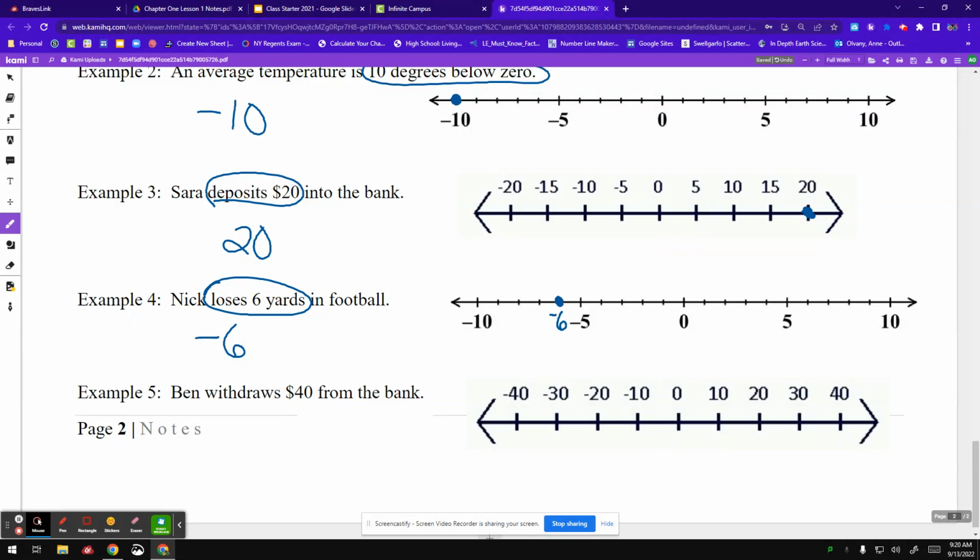How about if Ben withdraws $40 from his bank account, Kayla? Negative 40. And that one's easy to find. Okay? So hopefully this looks familiar to you.